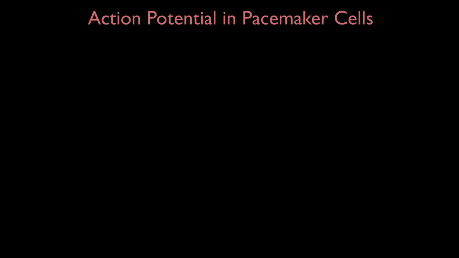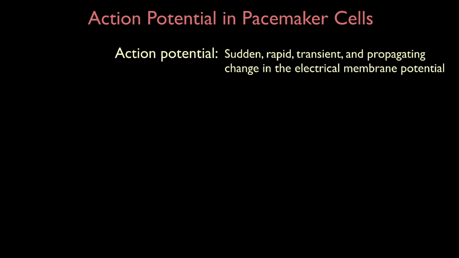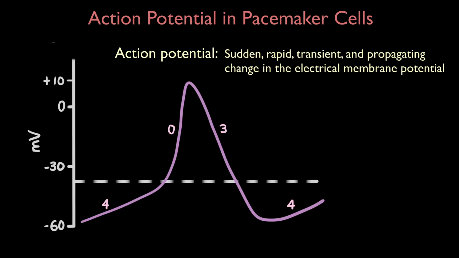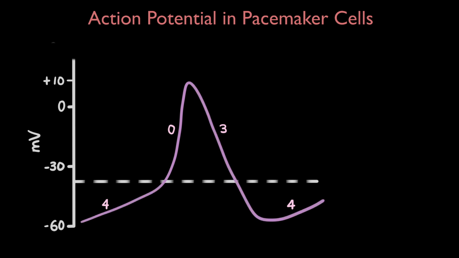An action potential is a sudden, rapid, transient, and propagating change in the electrical membrane potential. This is what an SA node action potential looks like, and it can be divided into three different phases: phase 0, phase 3, and phase 4. Phase 1 and 2 do not exist in pacemaker cells, but they are present for cardiac myocytes. Let's start with phase 4 of the cycle.